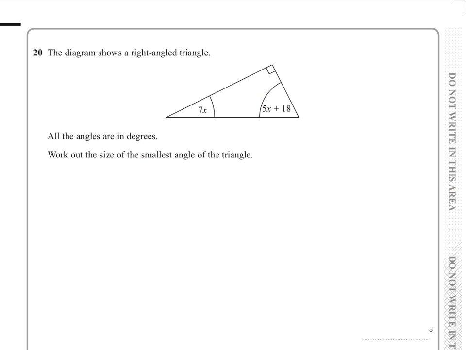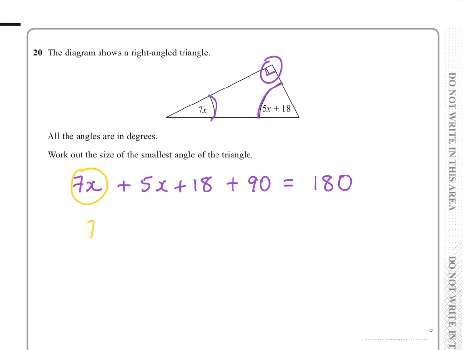Question 20. There's a diagram of a right-angled triangle, and it says all the angles are in degrees. Work out the size of the smallest angle of the triangle. Well, we know that angles in a triangle add up to 180 degrees, so we know that 7x plus 5x plus 18 plus the 90 has to equal 180. In fact, what we could have said is that 7x plus 5x plus 18 would have to be 90, because don't forget this angle and this angle would have to make 90 because we already have a 90 given in our triangle.